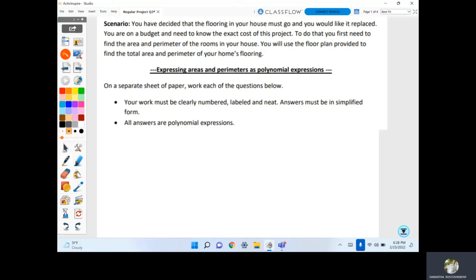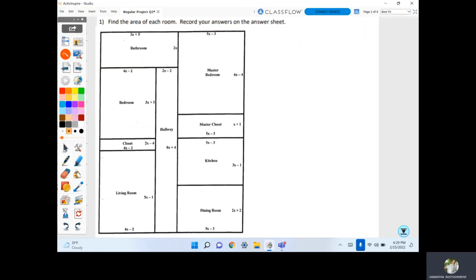So you're basically trying to figure out the flooring for your house, and you're going to need to find the area and perimeter of your house's flooring. So let's go over here. Number one says find the flooring of each room. Now you'll note, find the area of each room. You'll notice that there is 1A on the left side of your sheet, and there is 2A, and above those is area and perimeter. So we're going to have to find area and perimeter. Now, I'm not going to have enough room to write all of them on here, so I'm just going to start with area.